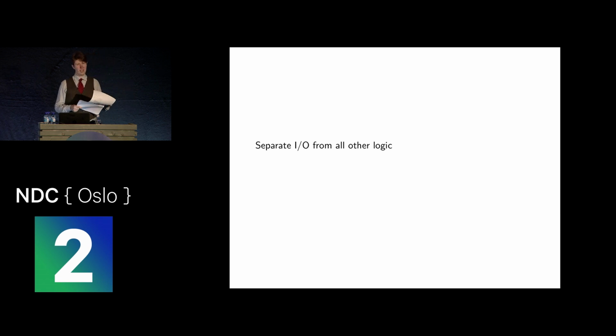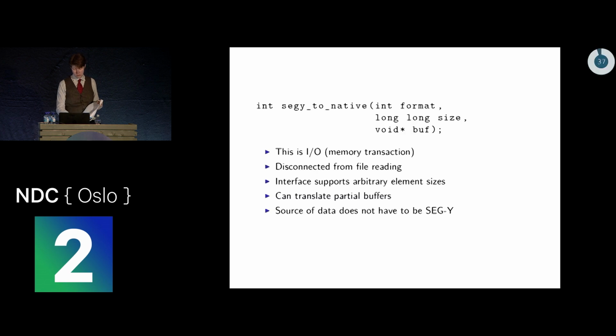And the thing is, what really is I/O? Well, I would argue that this toNative function is a type of I/O because we're now doing a memory transaction across the language boundary, which is very similar to doing a memory transaction across a physical boundary between the disk and the memory.